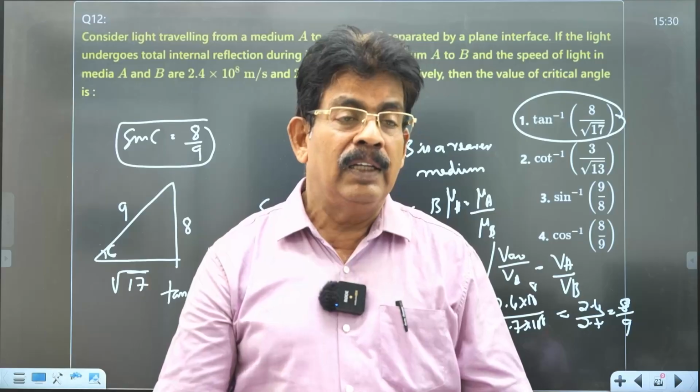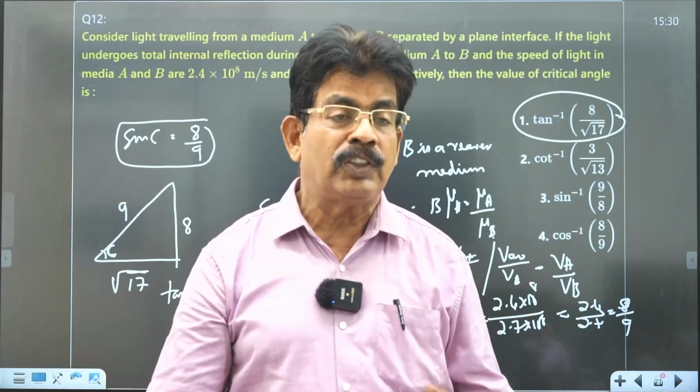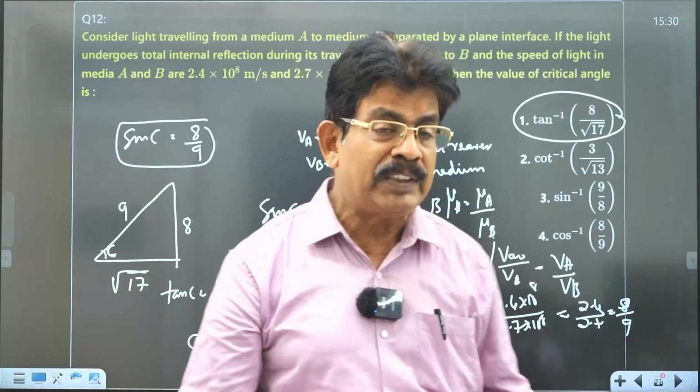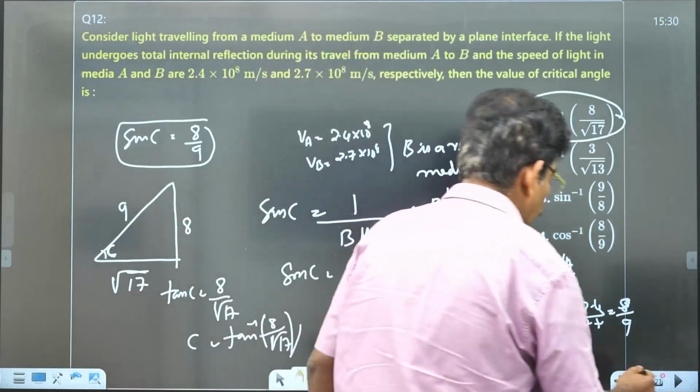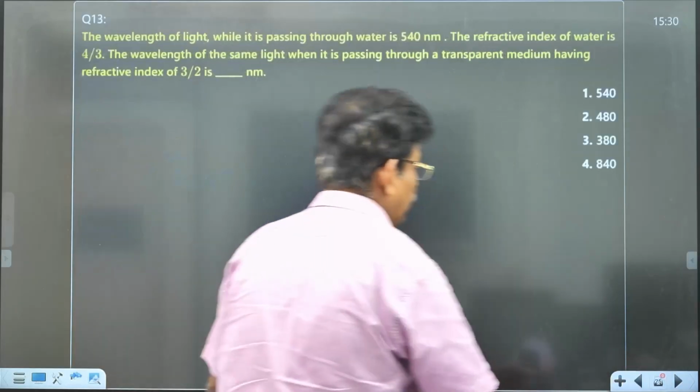We have to make a right angle triangle. From that we find out tan C or cos C, whatever you require. Your tan C is matching, so its answer is coming to be 1. Next one, the explanations I have given separately.